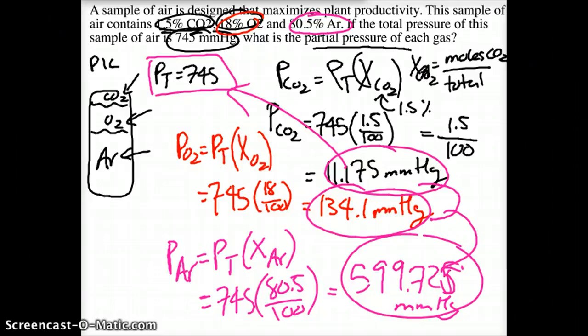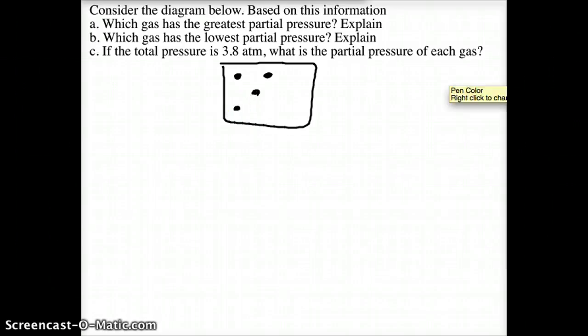Third problem. Let's look at it a slightly different way. Consider the diagram below. Okay, well here's your diagram. In your diagram we have some different molecules floating around. It actually doesn't matter what each one is for this case. Let's go ahead and tackle the problems.